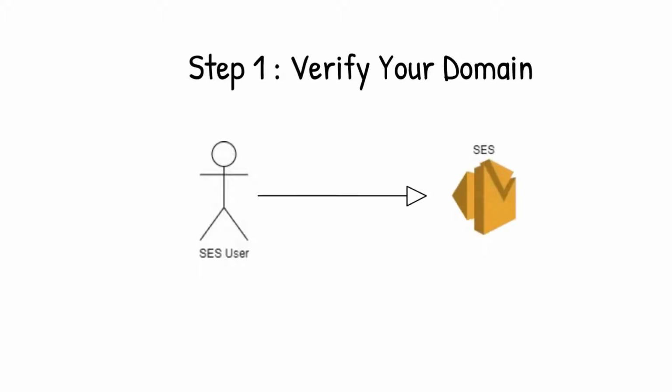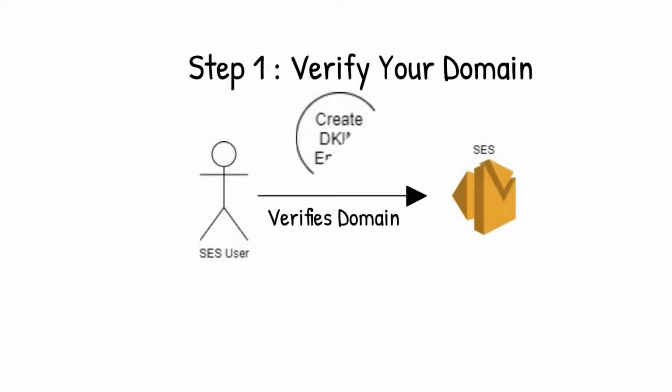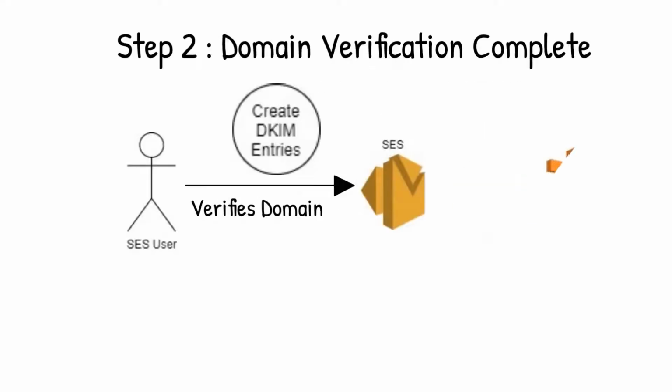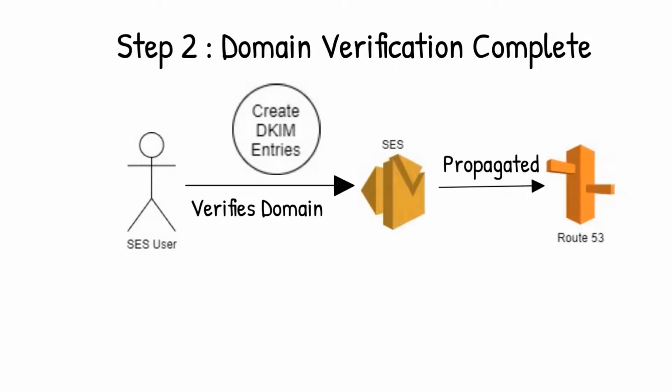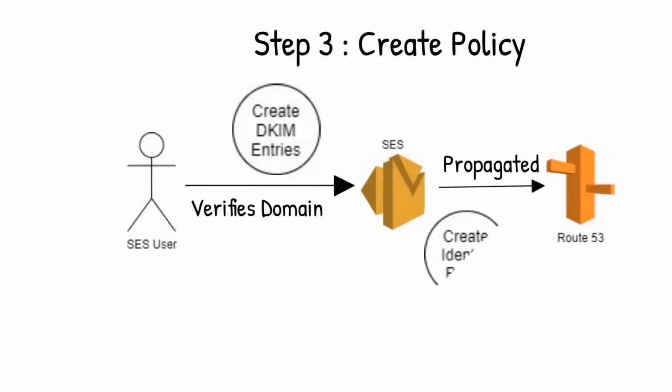First step is that the SES user verifies the domain in SES. While creating the verification entry, DKIM entries for the domain are also created. The second step is to add these DKIM entries to Route 53. Once the DKIM entries are propagated from SES to Route 53, the domain is verified. Third step is to create identity policies, providing the root account full access to the SES service, and if required, adding additional permissions for other users and roles to use SES to send emails.